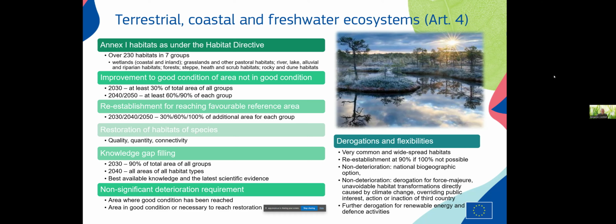There are rules on restoration of habitats of species. So where the other rules do not apply, you'll have to improve the quality, quantity, and connectivity in the habitats of species. There is a lot of work to do on knowledge gap filling. So all the groups, basically we have a problem is that in some member states, we actually don't know the condition of some of these habitats, and they haven't properly been mapped. So that's going to happen as well. Obviously, these things are quite dependent on each other, and they will influence each other. So that's going to take place over the coming years.